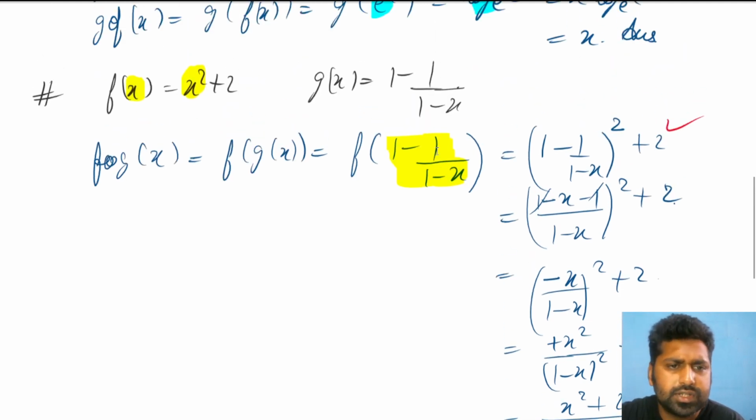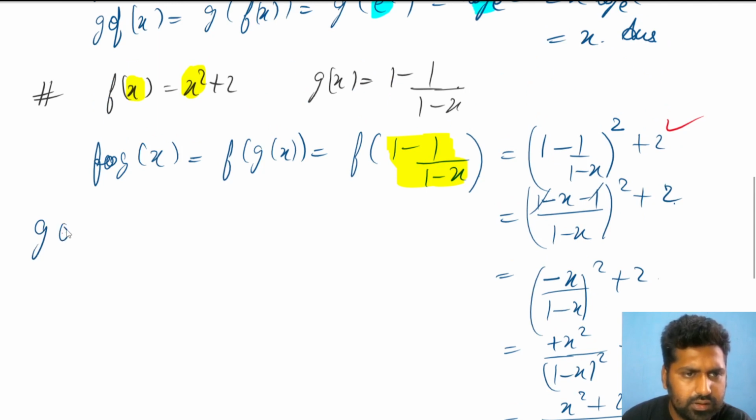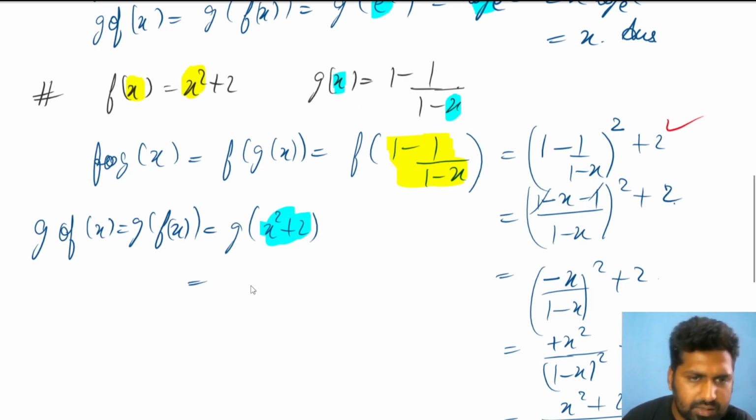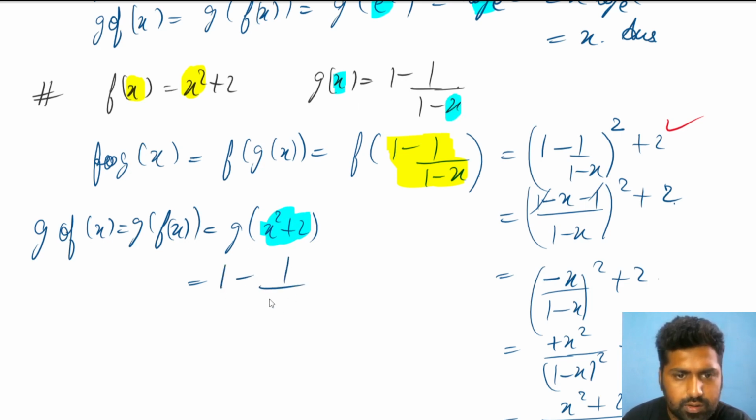Let's calculate g of f of x. I'll calculate here only. g of f of x. That's g bracket f of x. That's g bracket, what is f of x? x square plus 2. So I'm going to replace this x with this one. That means this x will also be replaced. So that will become 1 minus 1 upon 1 minus, and this is x square plus 2, replacing x with x square plus 2.